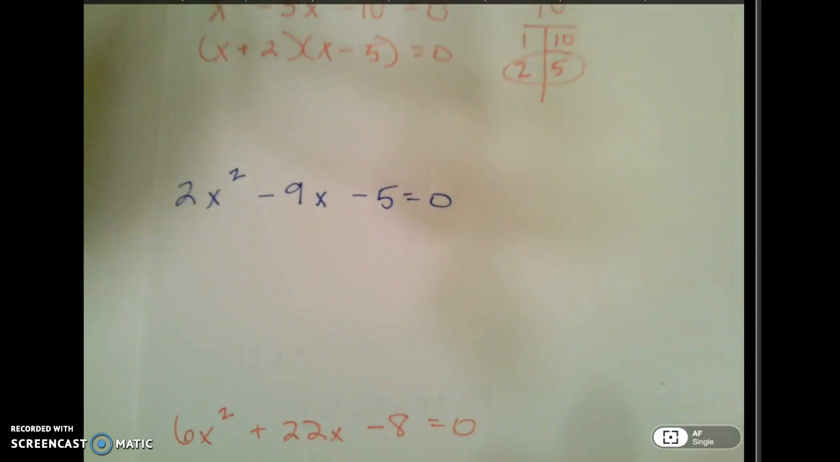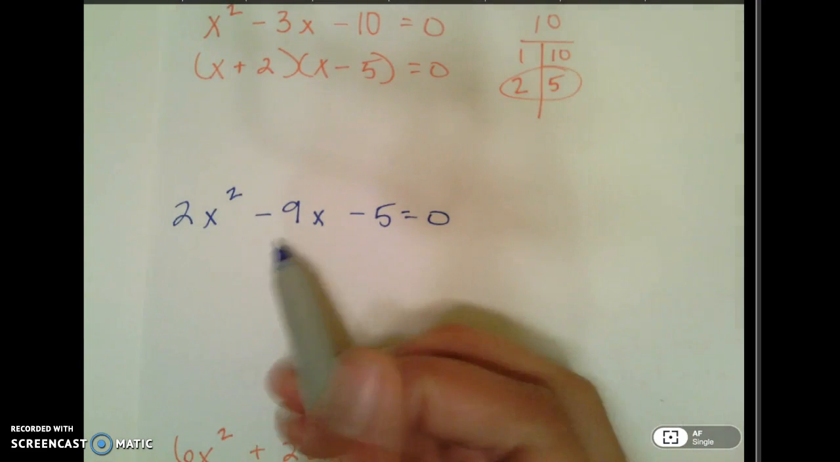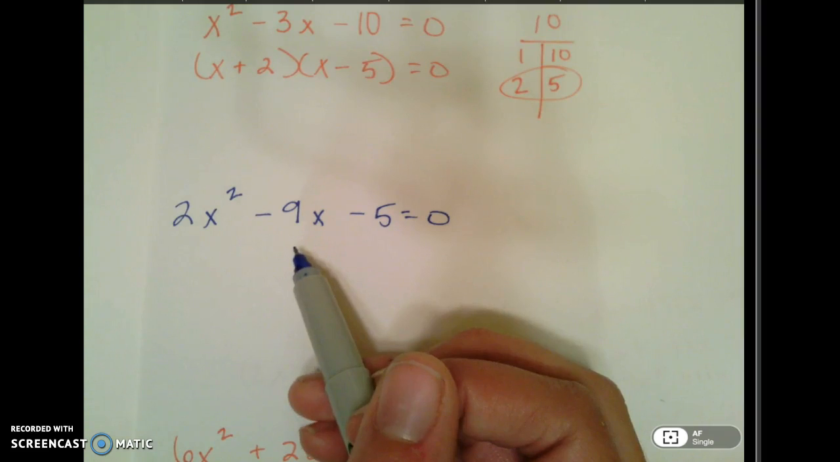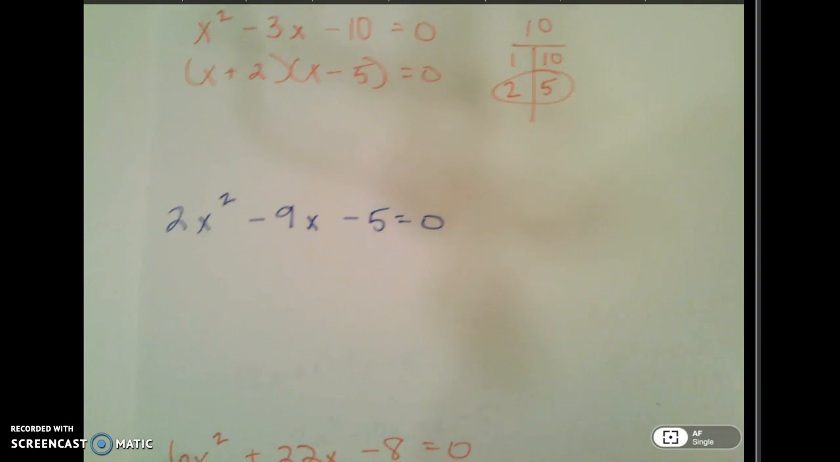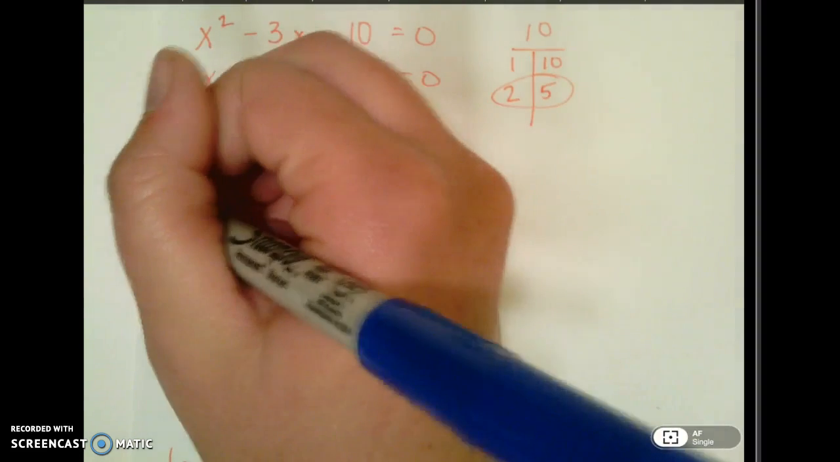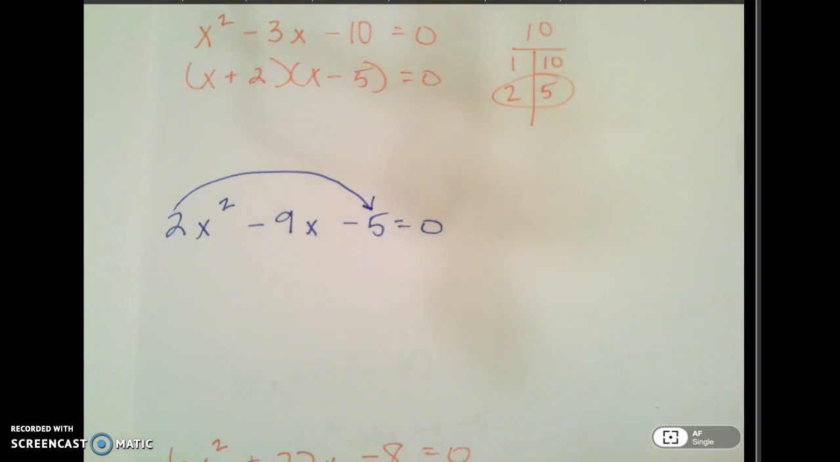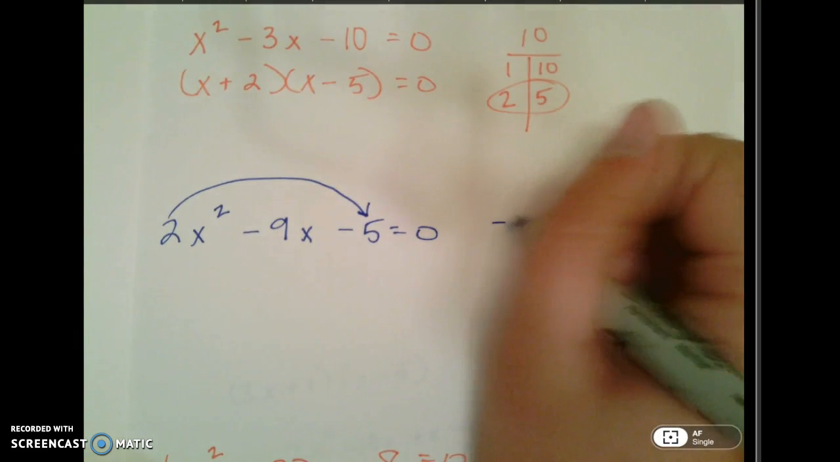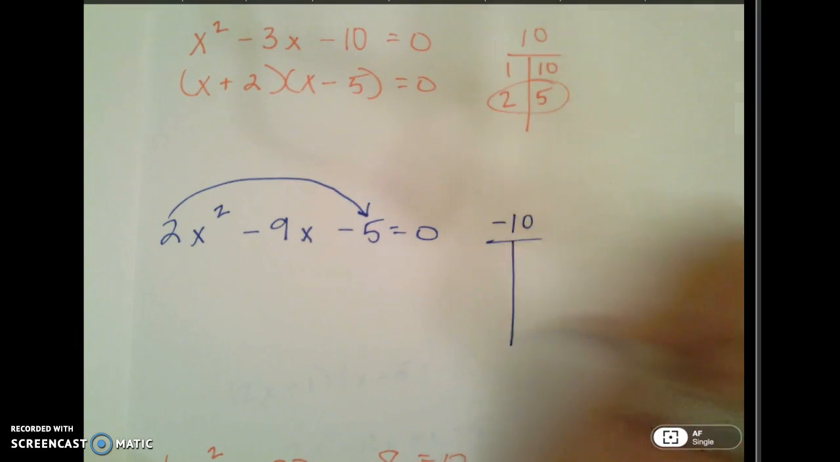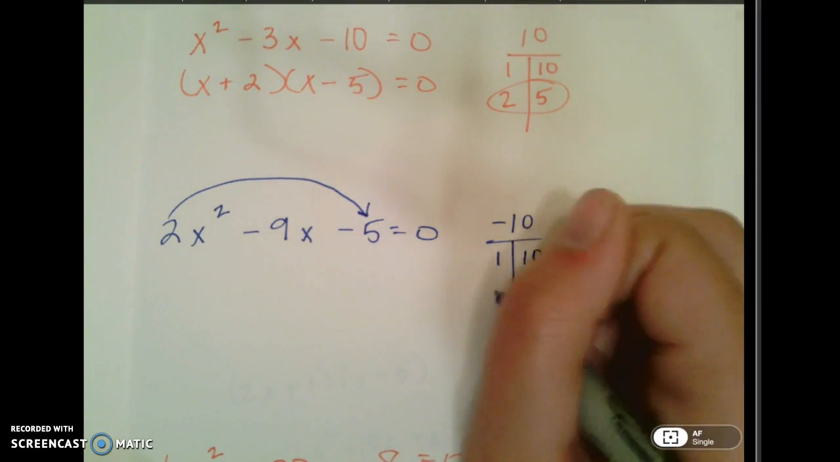So for the next one, you can't just take factors of 5 and get 9. There aren't any that do that. And I'm sure you don't want to resort to the quadratic formula. So another option is to do 2 times 5. Now 2 times negative 5 is going to give me negative 10. So my factors here are still 1 and 10, 2 and 5.